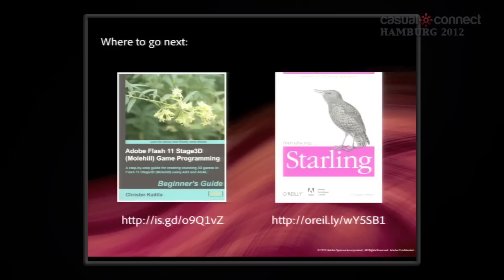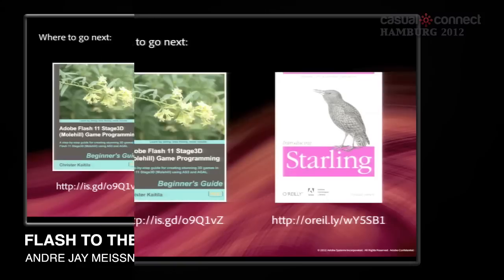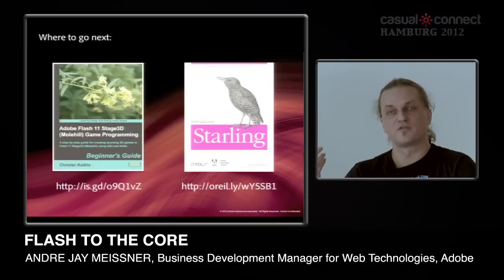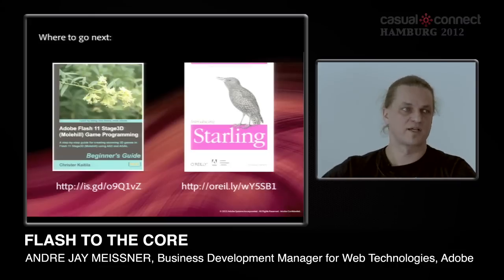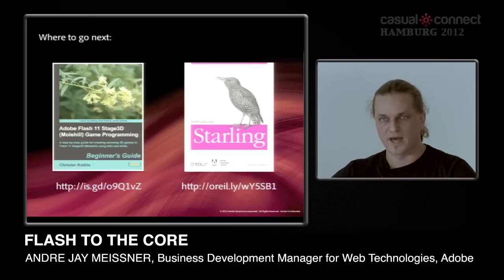Short URL and, below, a QR code coming up in a second. Christer Kaitila's book is more about the low-level aspect of Molehill programming. Molehill is our former code name for Stage 3D. It's about the Adobe Graphics Assembly Language, or take it like that. If you want to build your first own 3D engine, that's the right book for you. So this is all about math and crazy stuff.